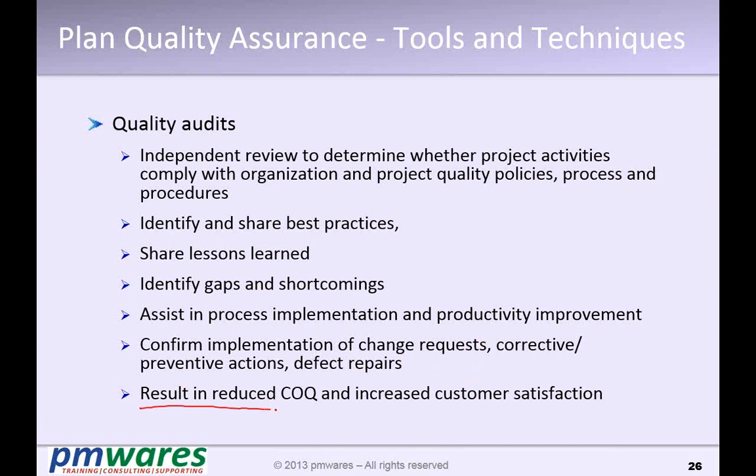It should result in reduced COQ. That is, the total cost of quality should be reduced. So it happens like that. If you invest more in prevention and appraisal, the less you need to spend on non-conformance. That is the failure.